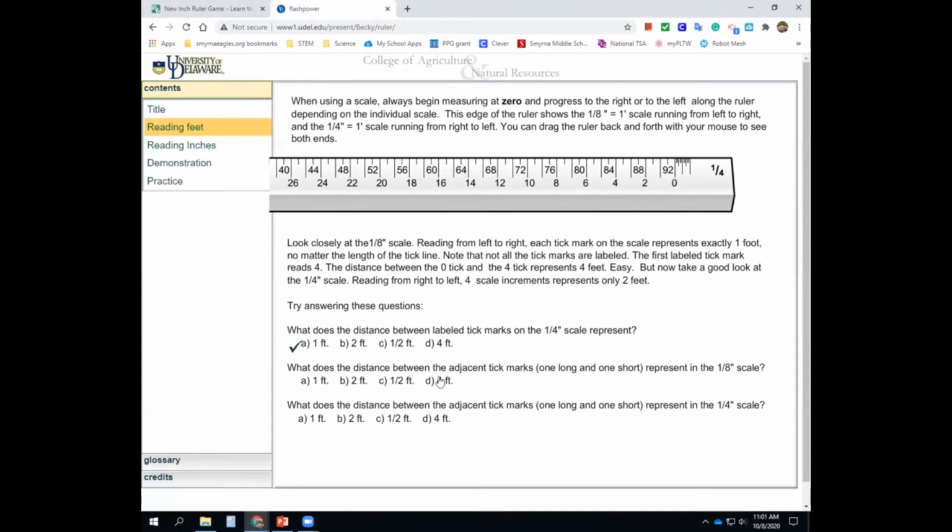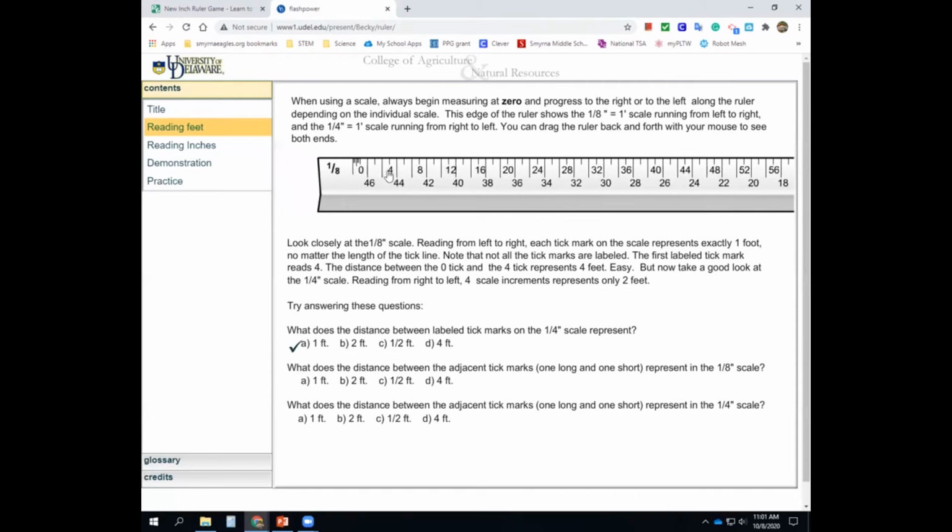Yay. What does the distance between the adjacent tick marks, one long and one short, represent on the 8th scale? So go over here to the 8th scale, take a look at it. One long and one short. What does that represent? That represents 1. Yay. What is the distance between adjacent tick marks, one long and one short, on the quarter scale?